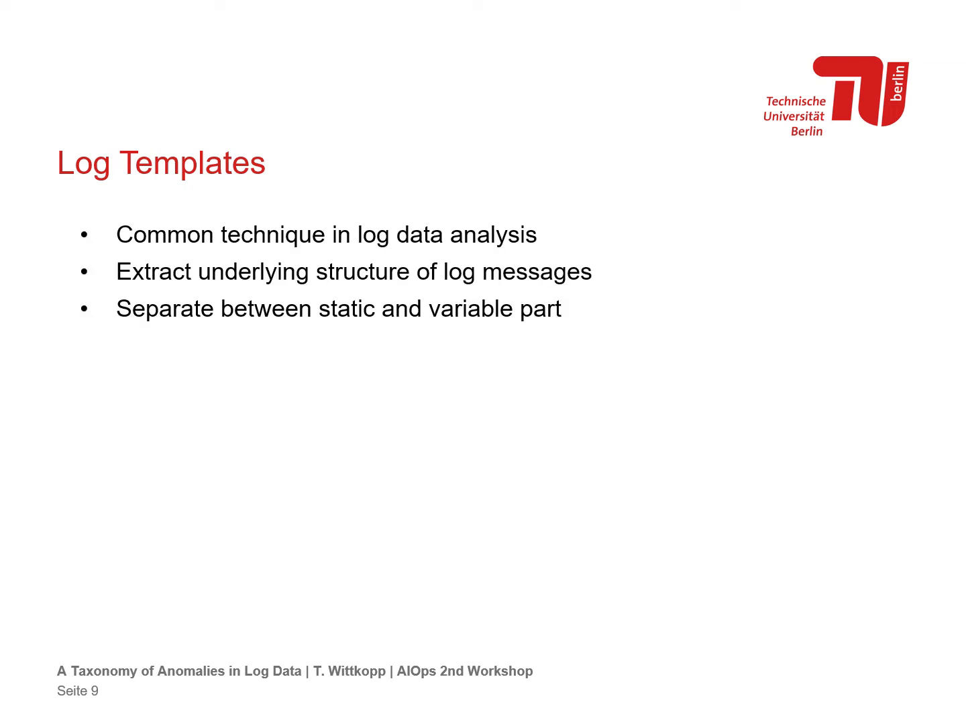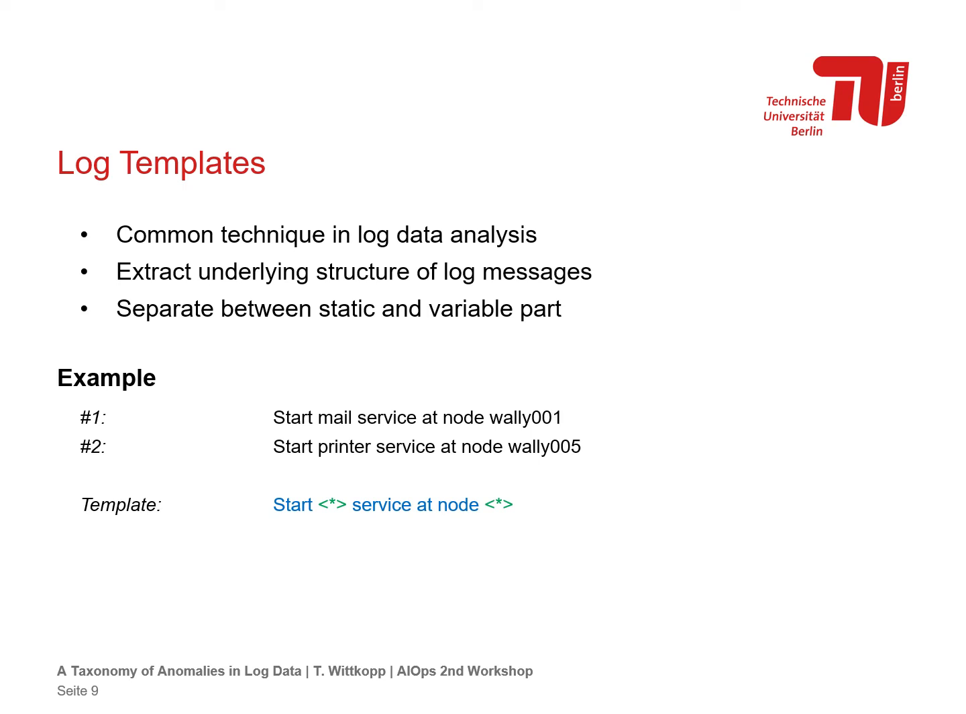In order to apply the anomaly types to log messages, we first must clarify what log templates are. Log templates are used for many anomaly detection methods. The underlying structure is abstracted and the log messages are split into a static and a variable part. The static part is then the log template. Several log messages can have the same template. An example are the following two log lines, which are expressed by the template "start * service, add node *". The attributes, the variable part, are then mail and volley001 for the first log message and printer and volley005 for the second log message.